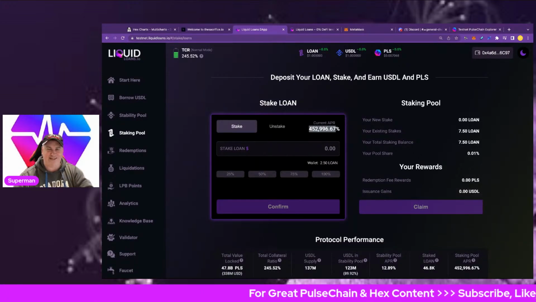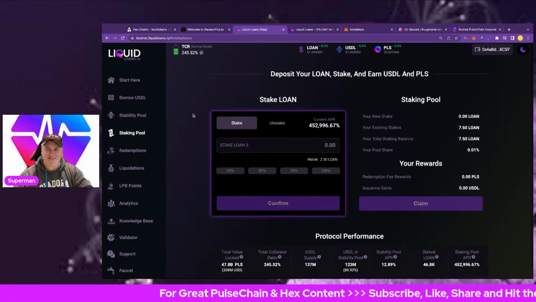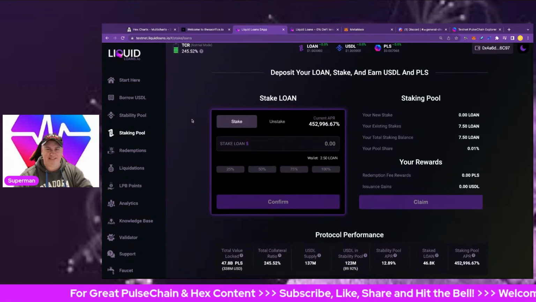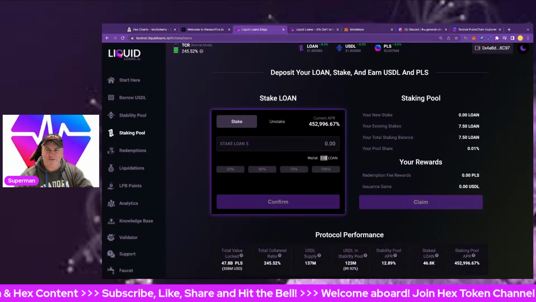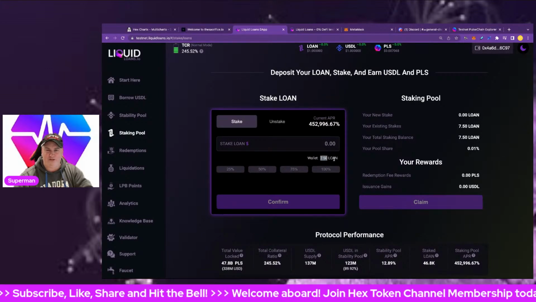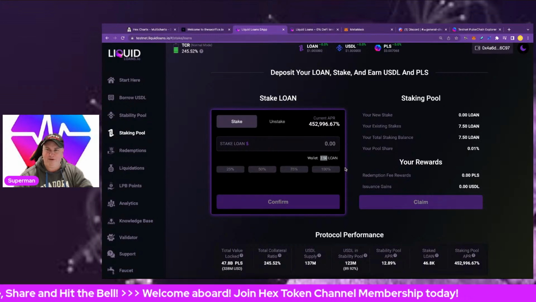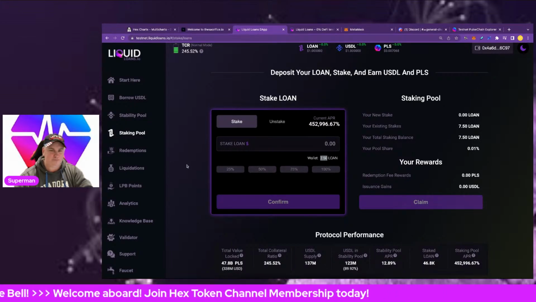That's how you get rich in crypto, folks. This is just a testnet, by the way, just a test network. All right, so cool. We've got 2.5 loan tokens in our wallet left. Very, very nice. All right, cool.